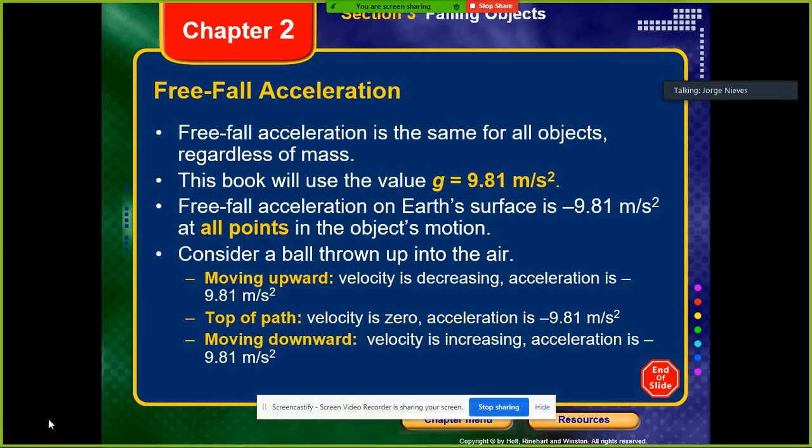¿Estamos con eso? ¿Cuándo es negativo? Cuando está en un uniforme, o sea, cuando está sin movimiento. When it's not moving, cuando la velocidad es cero, ¿verdad? Cuando está en un punto uniforme. Okay? So when it's going upward, it's going to be positive, and when it's going downward, it's going to be positive also. Okay?